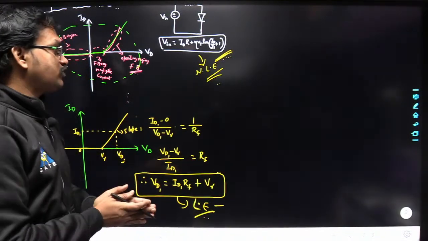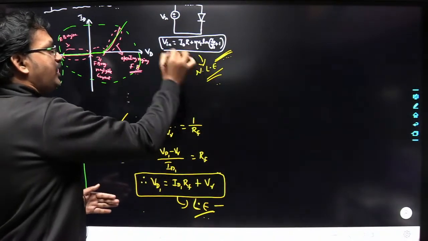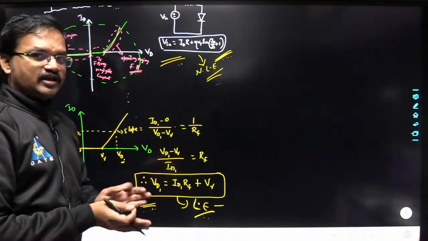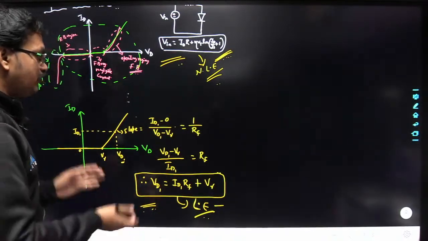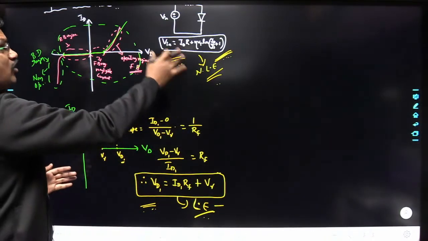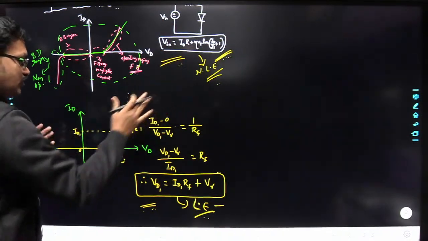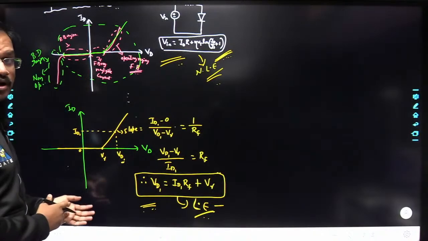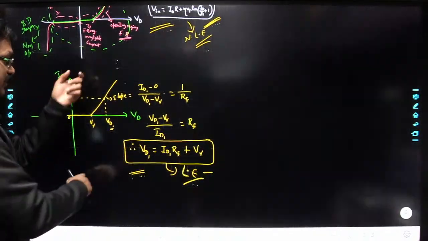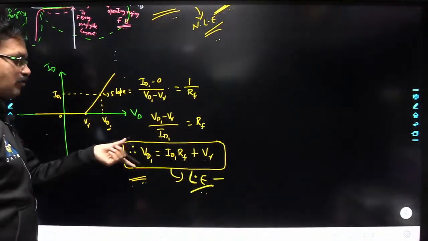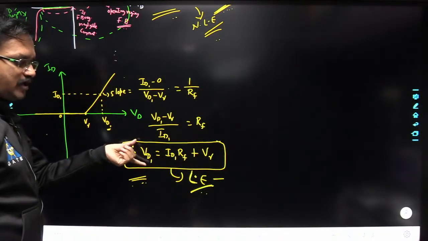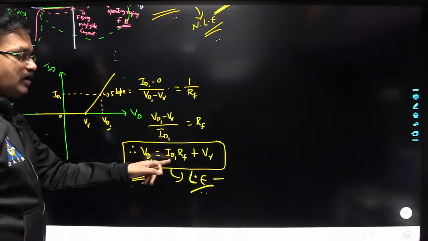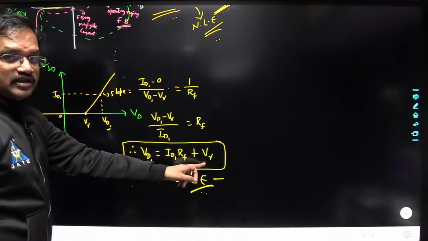Okay, the results that we are getting either by exact analysis or approximate analysis are almost nearly the same here. So instead of following this exact analysis, we can follow this approximate analysis, that is the piecewise linear model. From this piecewise linear model, the voltage drop across the diode is equal to ID1 into RF plus V gamma, that is the cut-in voltage.